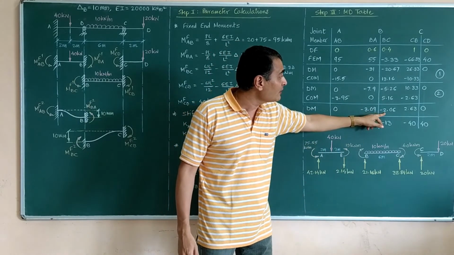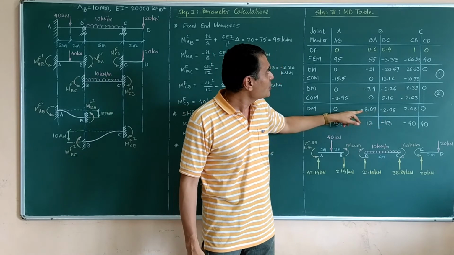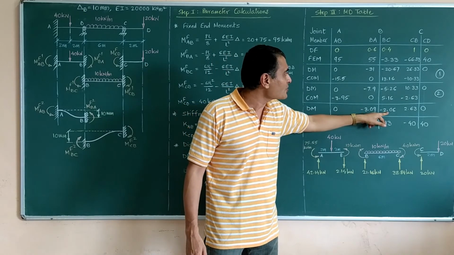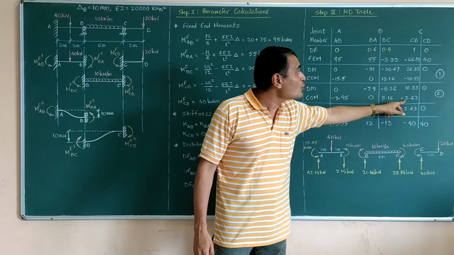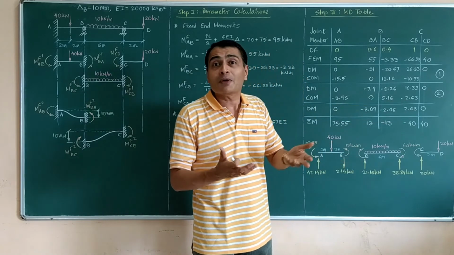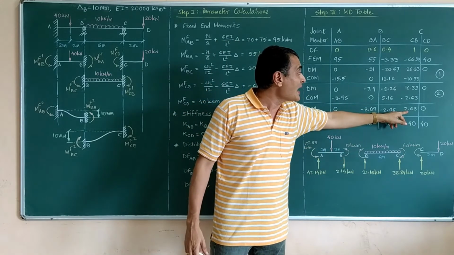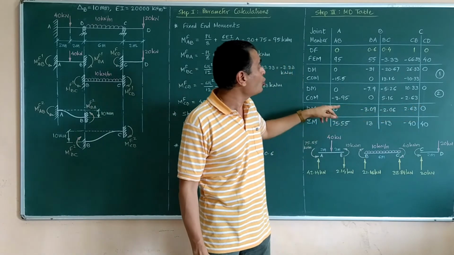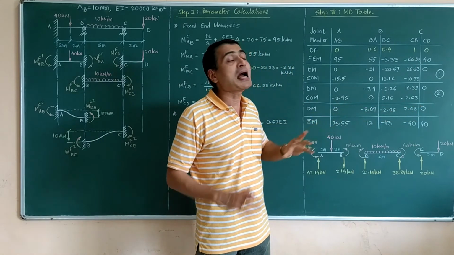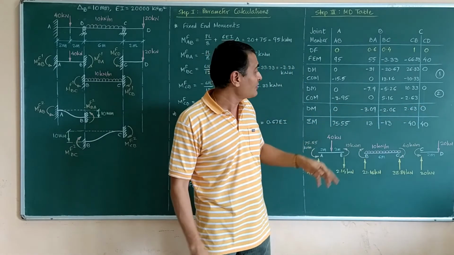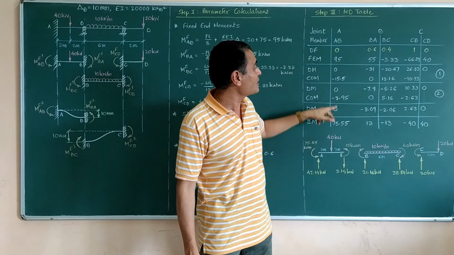It gets distributed as 60%, 40%. Negative 2.63, so I apply positive 2.63. I am getting 2.63 and 0. Negative 3.95. I apply positive 3.95, but the distribution factor is 0. I get 0.